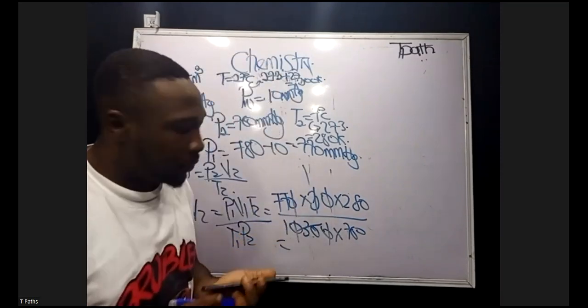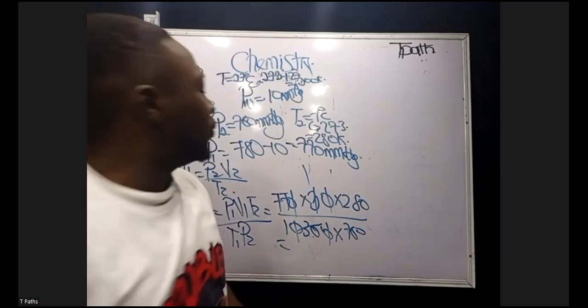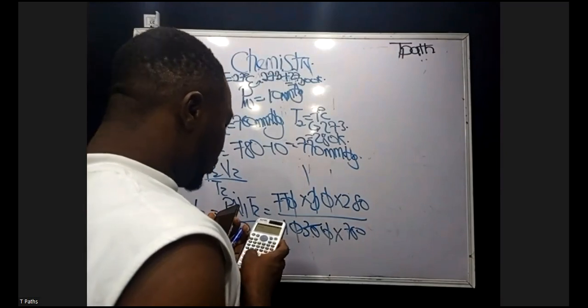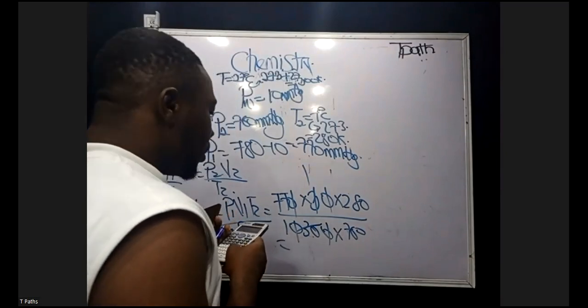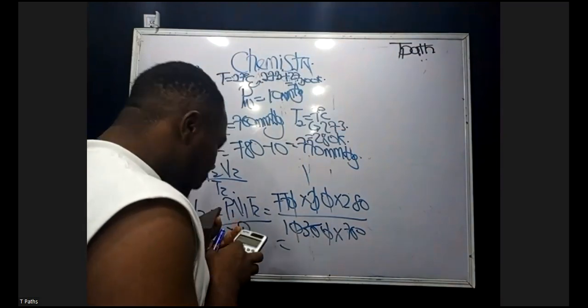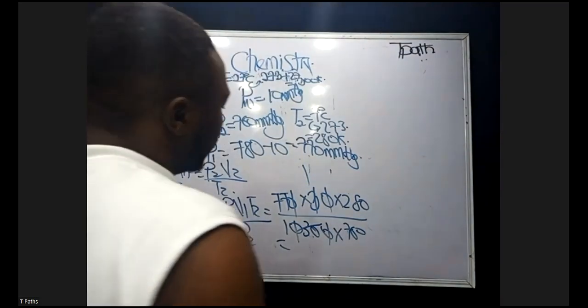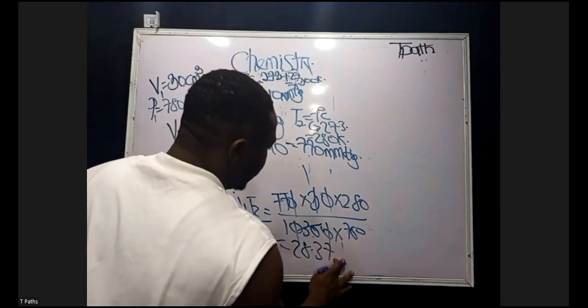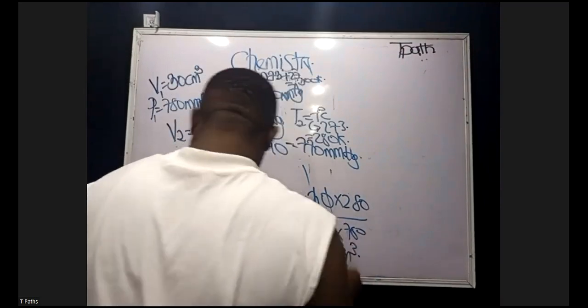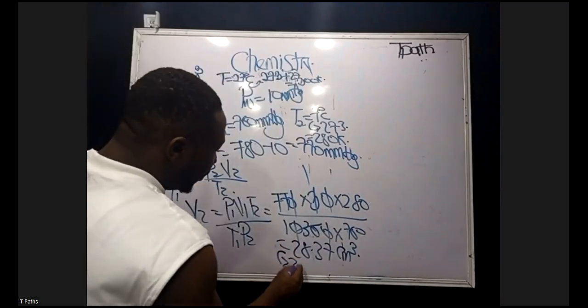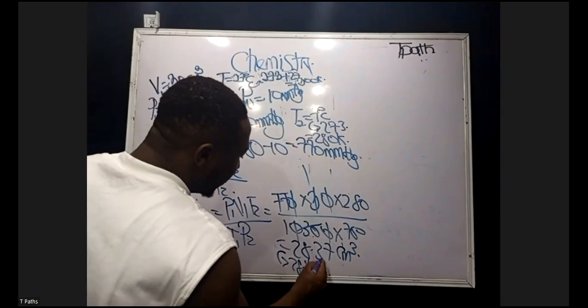So we have 770 times 280 divided by 760. That is 28.37. So the V2 is what? 28.37 cm3. Let's look at the answer there. You see now, that is option C. Option C, 28.4 cm3. It was approximated, option C.